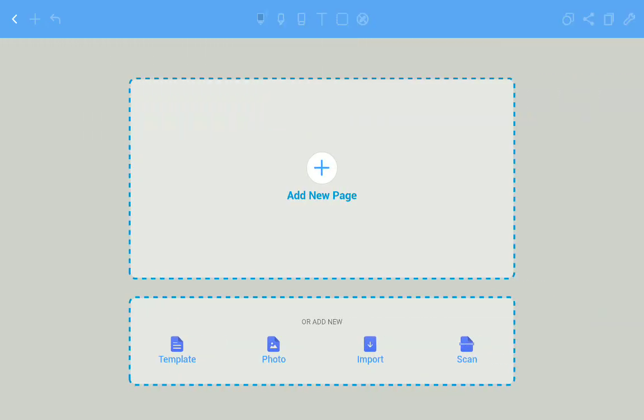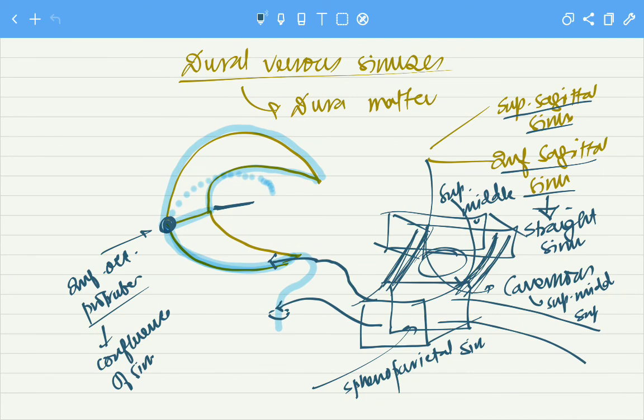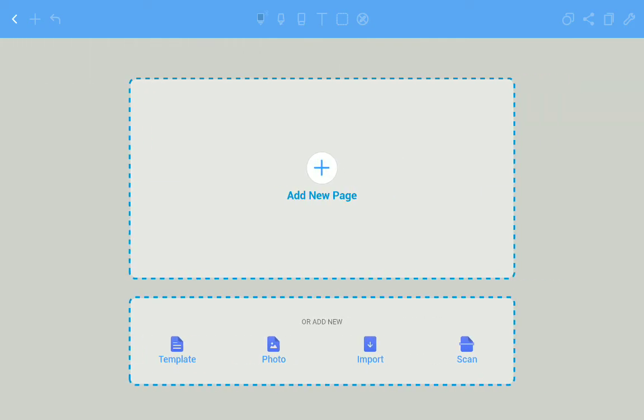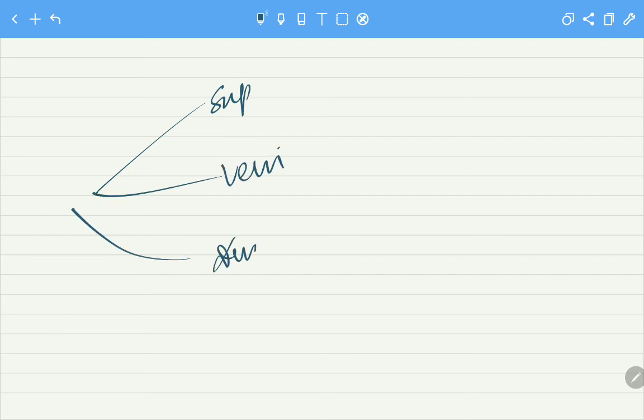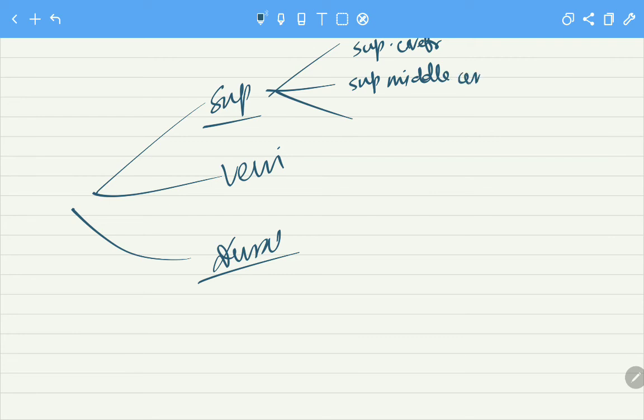So this is in short the summary of the venous drainage of the brain. If we summarize finally, it has the superficial veins, the deep veins, and the dural sinuses. Superficial veins have three main ones: the superior cerebral vein, the superficial middle cerebral vein, and the inferior cerebral vein. These are all superficial cerebral veins draining the lateral surface of the brain.